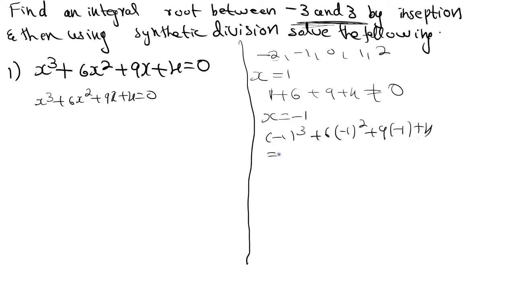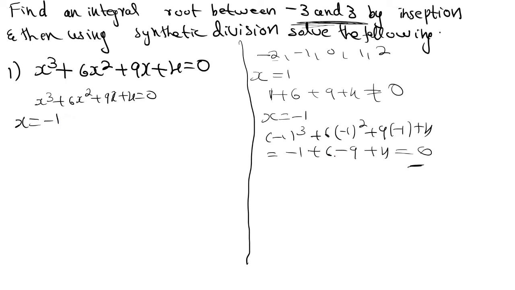Check. Minus 1 cube is minus 1. 6 into minus 1 square is plus 6. 9 into minus 1 is equal to minus 9, plus 4. Here, 6 plus 4 is 10, and minus 9 minus 1 is minus 10. Minus 10 plus 10 is equal to 0. So take x value equal to minus 1.